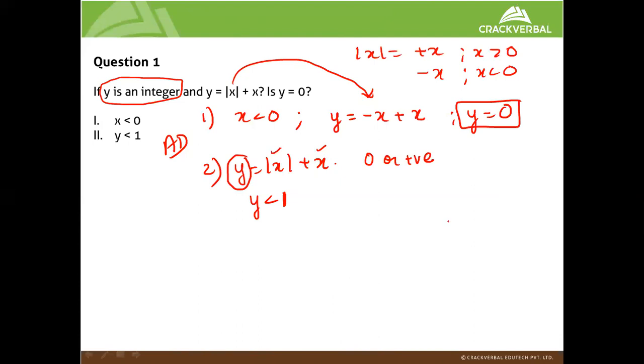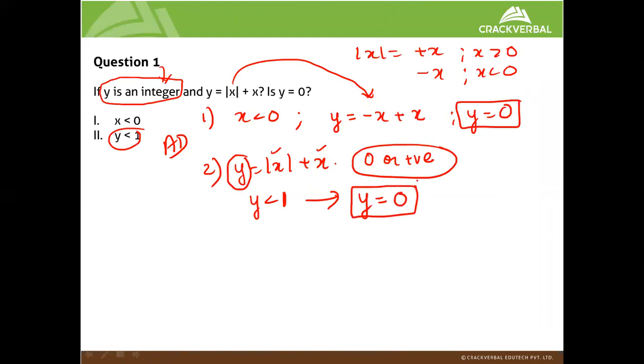Perfect. So if the output of y has to be 0 or positive, and the statement tells me that y is less than 1, and also tells me that y is an integer, then the only possible integer less than 1 in the range of 0 to positive is 0. So the second statement also gives me enough information to say that y is 0. So both statements individually would be sufficient to solve. All right. So the answer here is D.